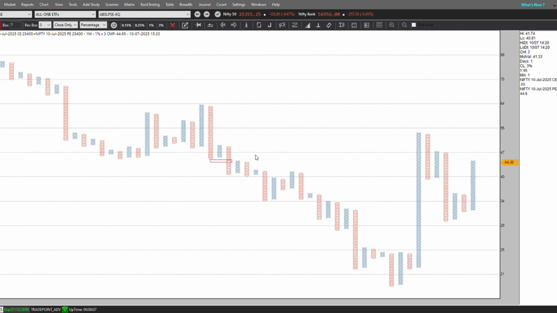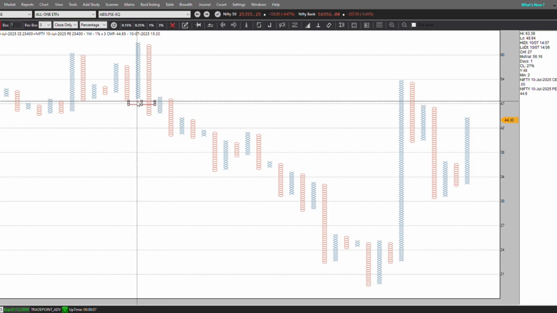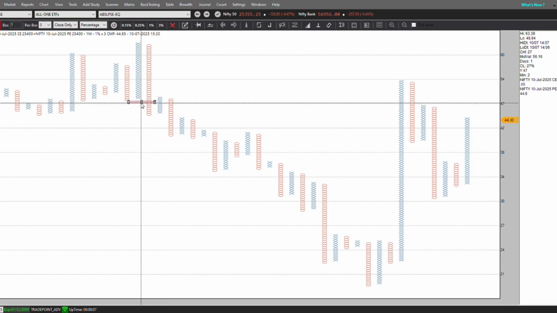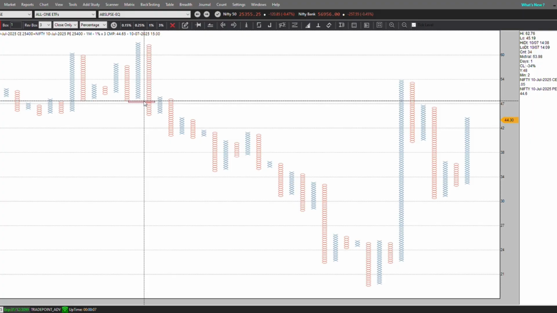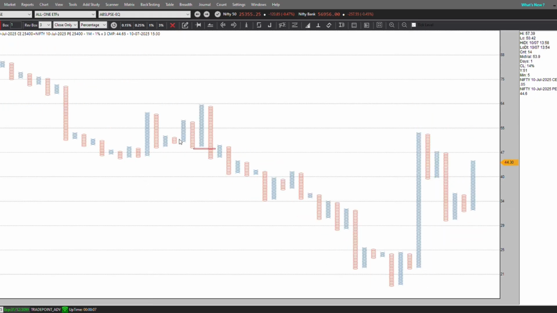See this. This is double bottom sell. Okay, here we got an O column. See this column. Here we got an O column, X column, and another O column. Here we will get a double bottom sell.